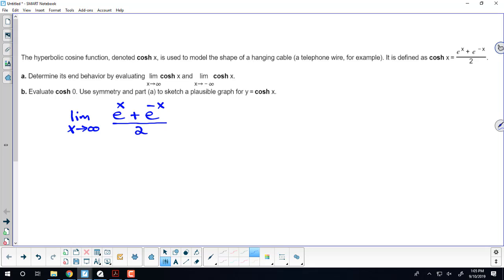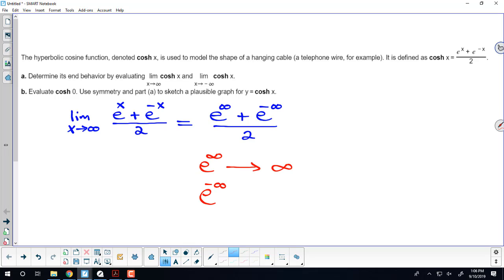With some of these, like we saw last class, you can think about them symbolically. If x is approaching infinity, then that's e to the infinity plus e to the negative infinity, all over 2. What is e to the infinity approaching? That's some positive number, 2.71828, getting larger and larger powers, so it's going to get larger and larger. How about e to the negative infinity? 0. A number getting smaller and smaller.